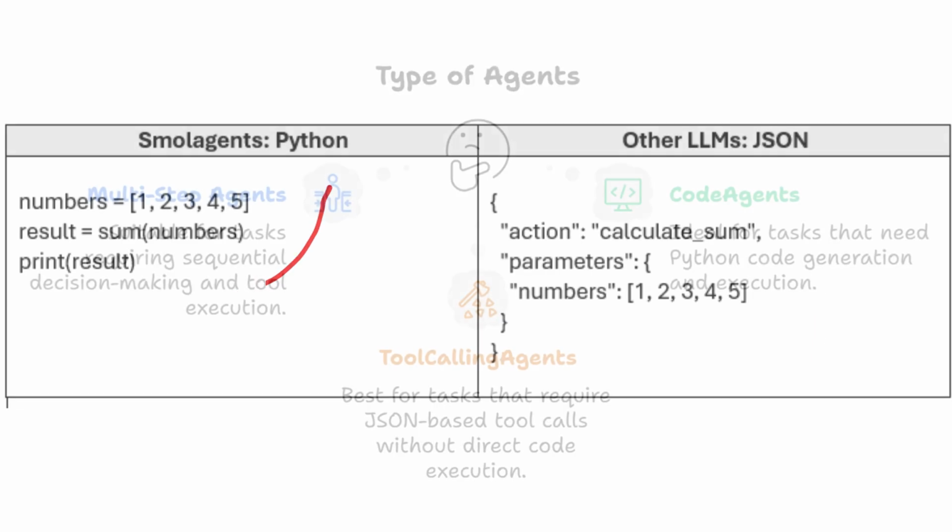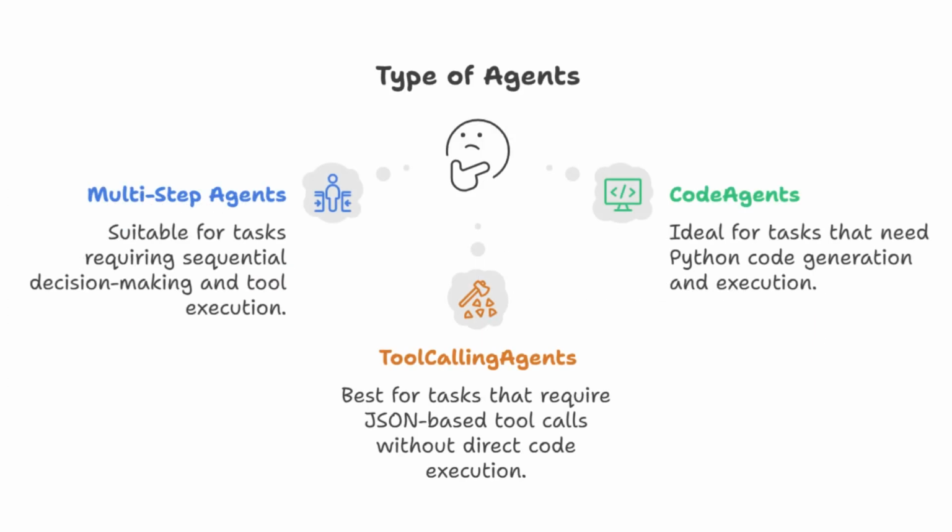developer-friendly. Now that we understand how Smolagents executes actions using a code-first approach, let's explore the different types of agents within the framework. Smolagents supports three main types of agents, each designed for different kinds of tasks, such as multi-step agents. These agents operate step by step, making decisions and executing one tool call at a time. The code agents. These agents generate and execute Python code to perform tasks. And the tool calling agents.